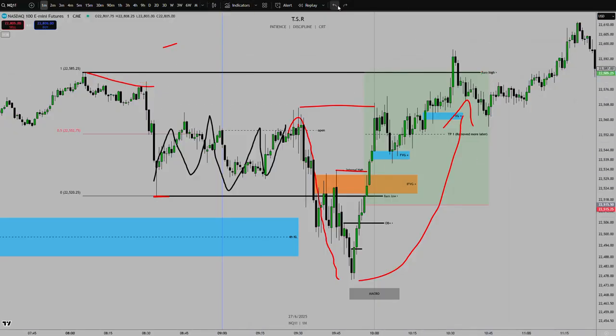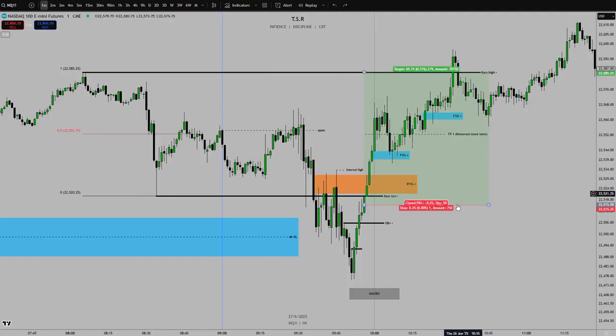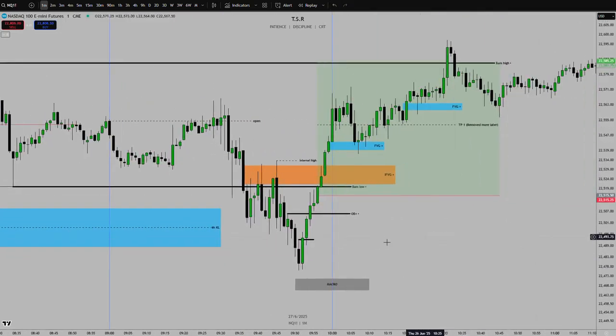Okay? So let's keep this simple and erase everything from the charts. On the 1 minute time frame, you'll notice we have a 1 minute order block formation right there. Now that was respected. We then had a 2 minute order block formation. That was respected as well. And then the 4 minute order block formed.